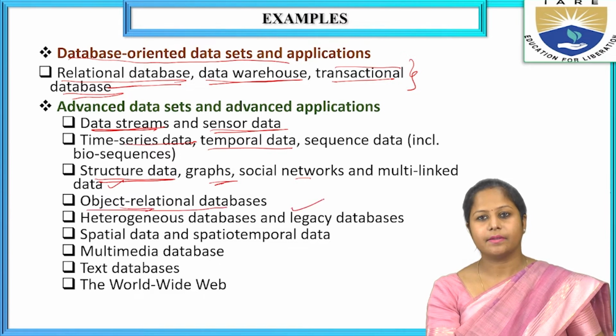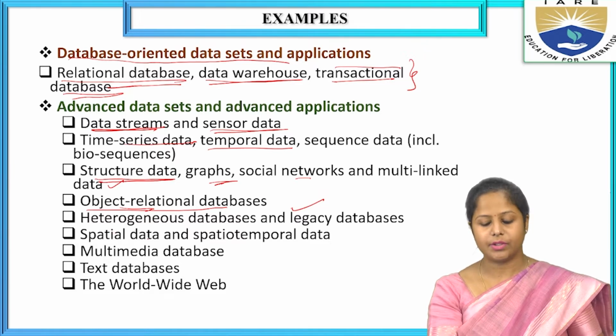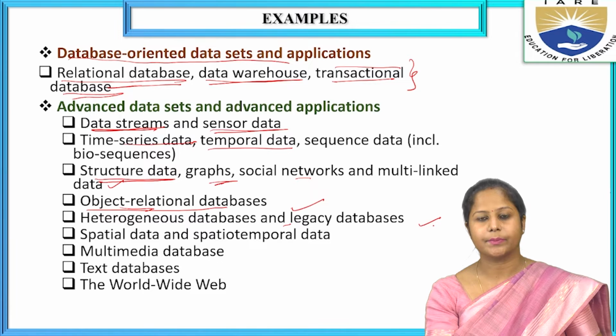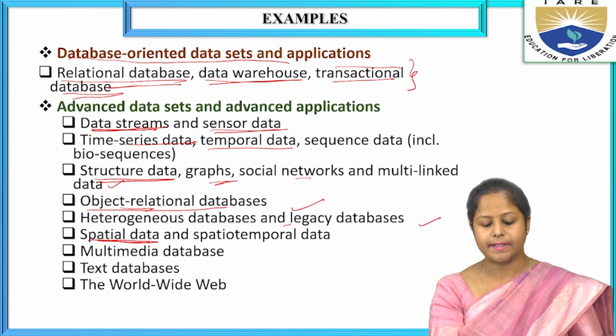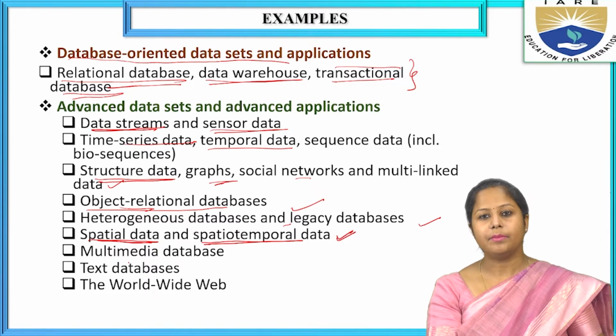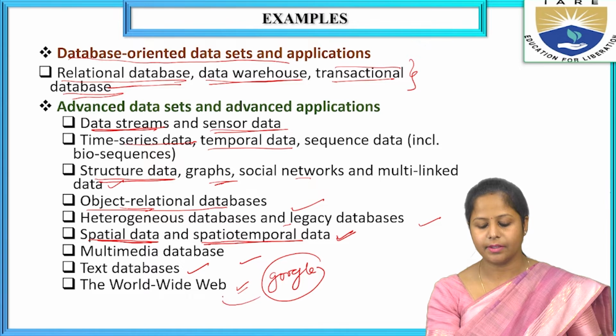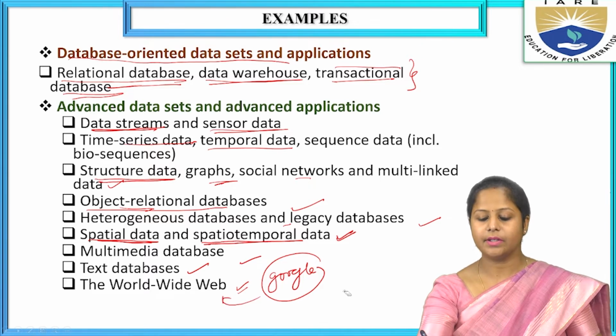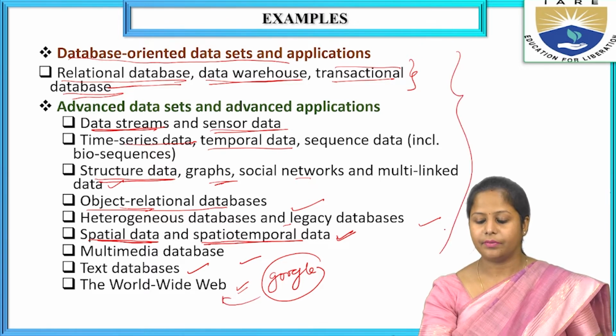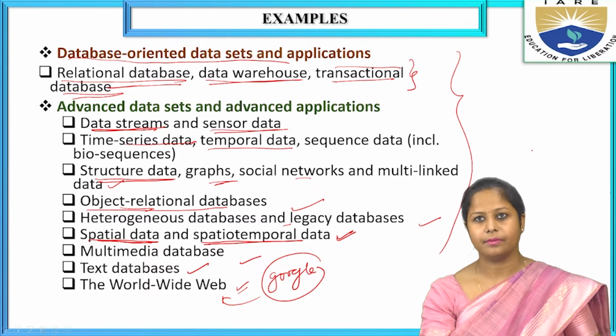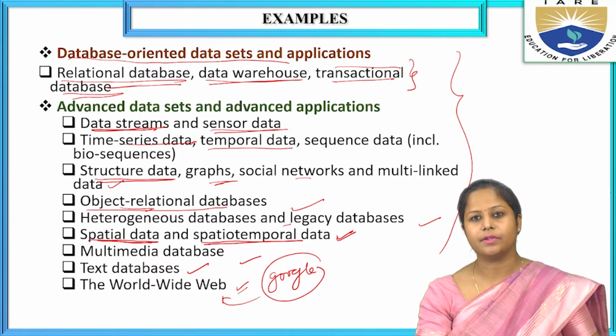Object relational databases also come under advanced datasets. Heterogeneous databases and legacy databases. Some types of spatial databases and spatio-temporal databases. Multimedia databases, text databases, and the World Wide Web databases, that we call Google. From Google, whatever data we take comes under World Wide Web data. So these were some examples of different types of databases that we use as a huge dataset.